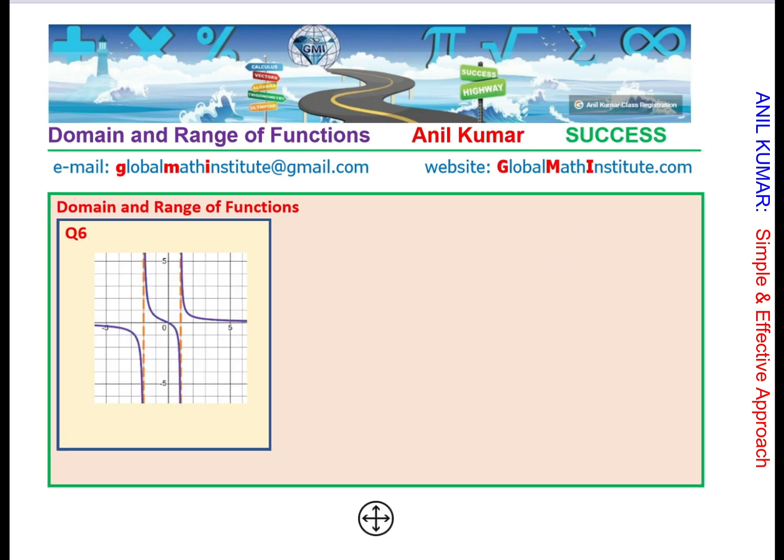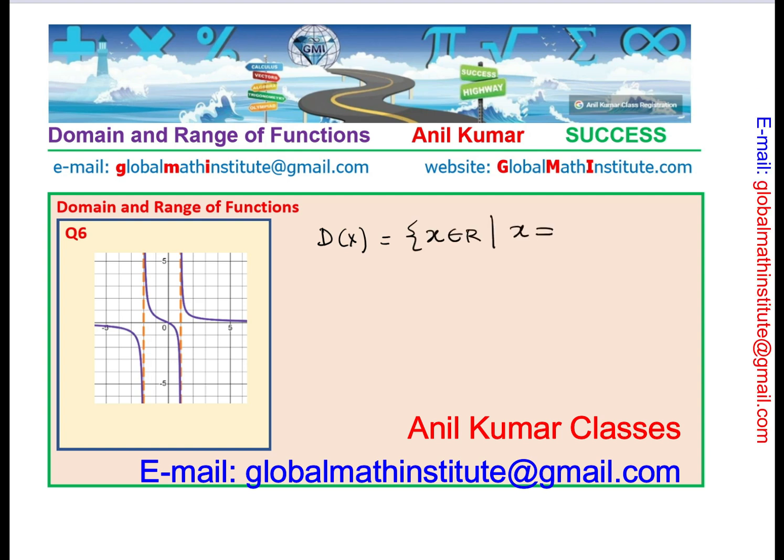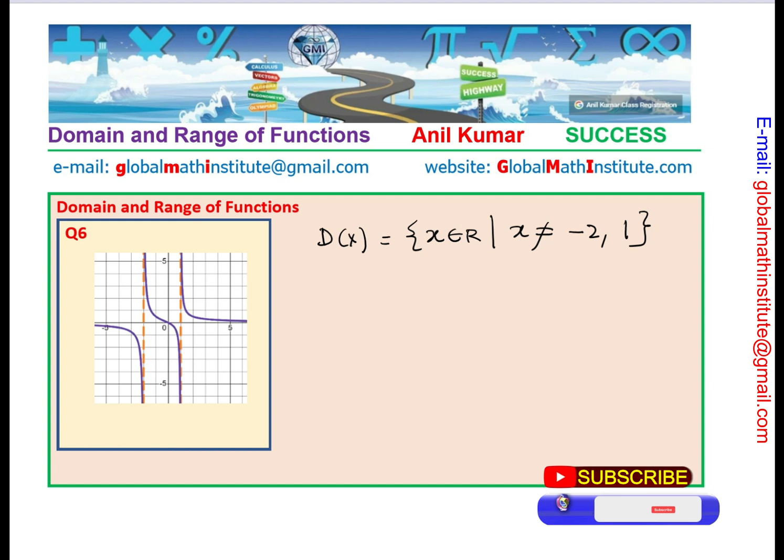Now we have the last question here. You can pause the video, answer it, and then look into my suggestions. So here we see there are two vertical asymptotes. So in the domain, we have a restriction. We say x belongs to real numbers. However, x is not equal to minus 2 and also x is not equal to 1. Is that clear to you? So look at the vertical asymptotes for restrictions in the domain.